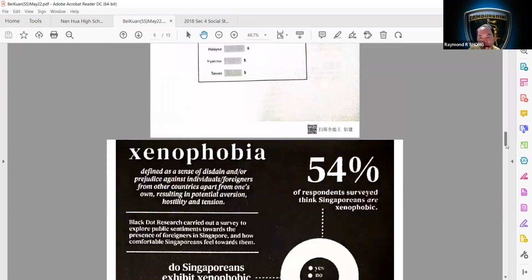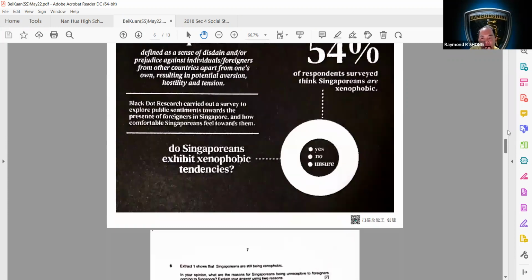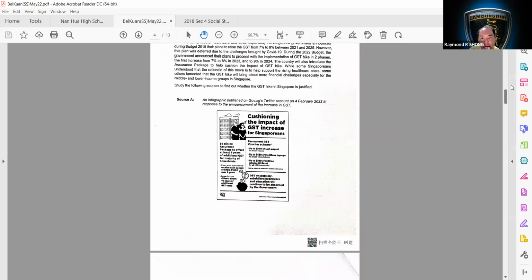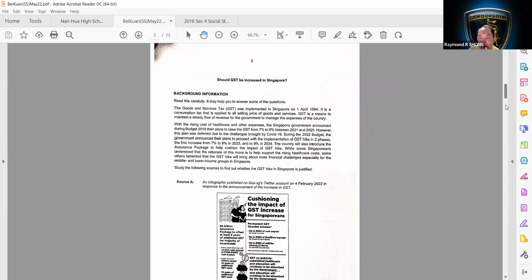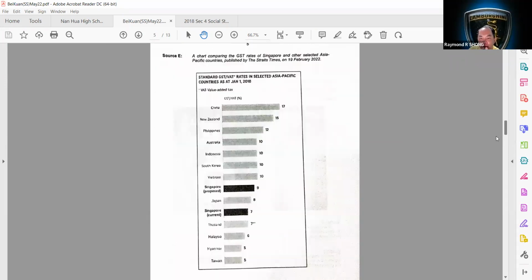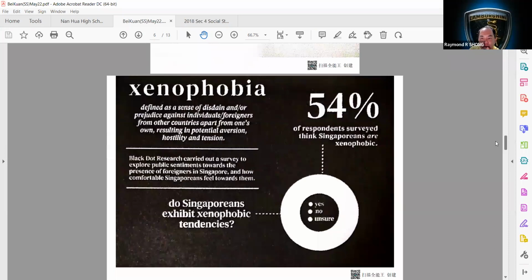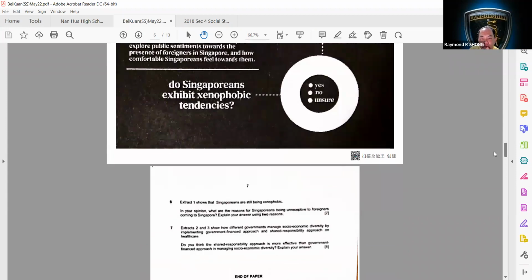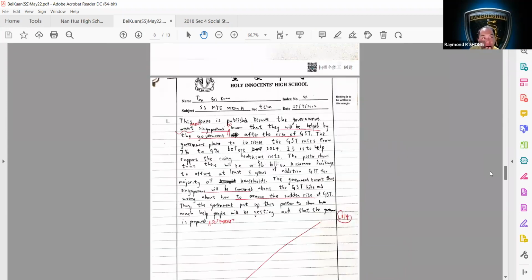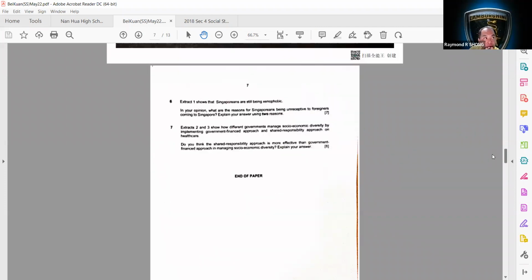Chao Singh, you need to give me one of these only. Where is the rest? Chao Singh. Ever since Chao Singh, sorry. Bei Kun, where is the rest? This is what? Extract 1, 2, or 3. Where's the extract 2 and 3? Bei Kun, are you there?